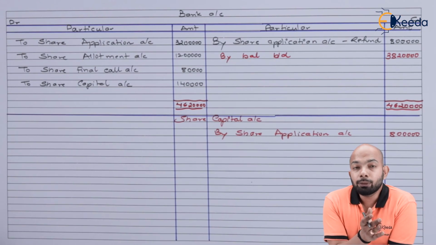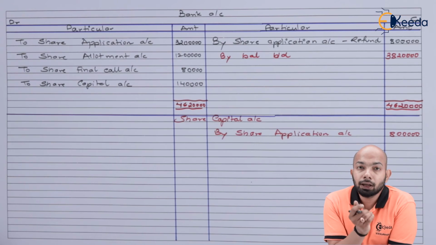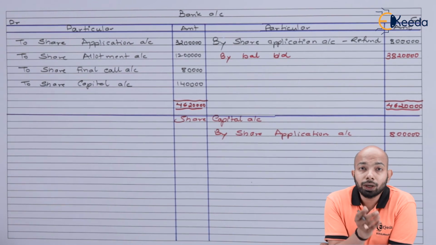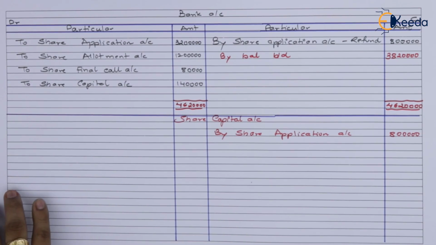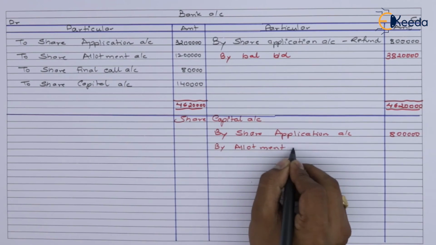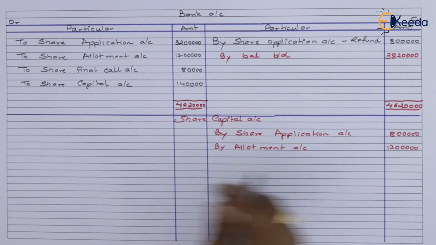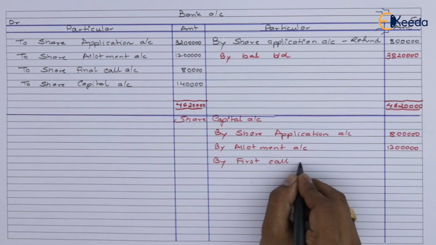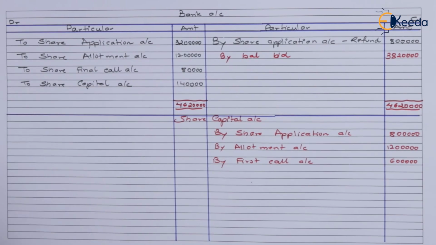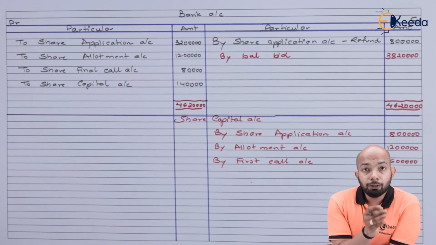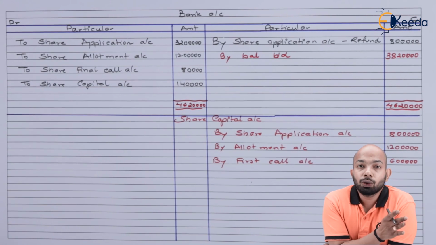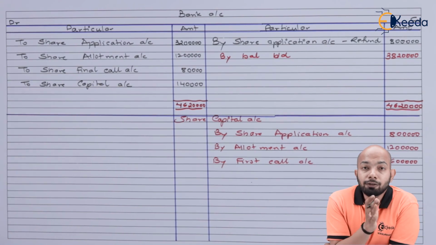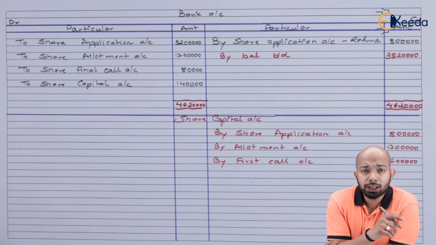So the first entry will be application, then the allotment, then the final call, and then the reissue share capital here. So let's mention everything here. Now we've mentioned application, allotment, and first call. Now the next part on the debit side will be the forfeiture of share capital. So let's mention that.